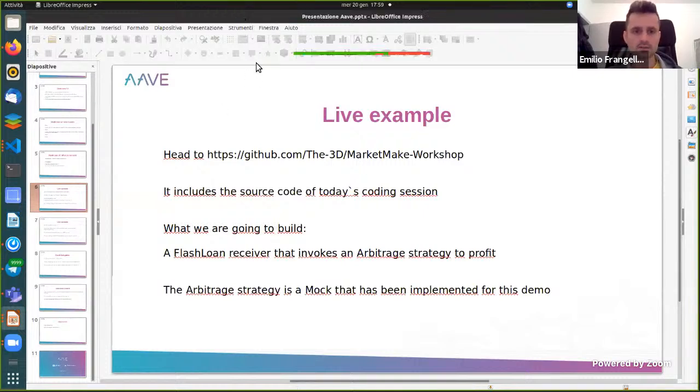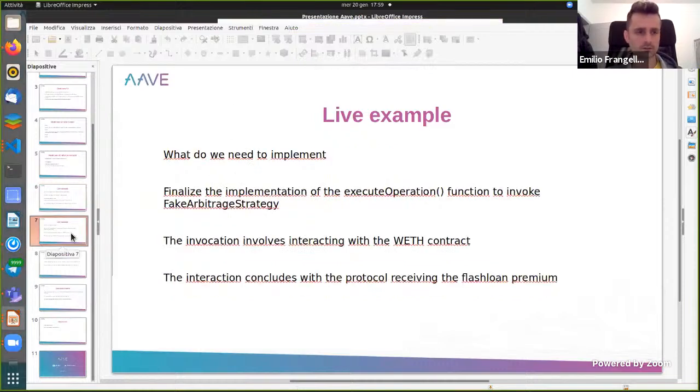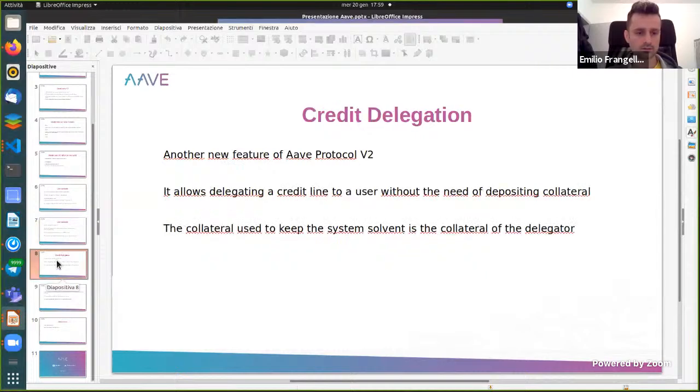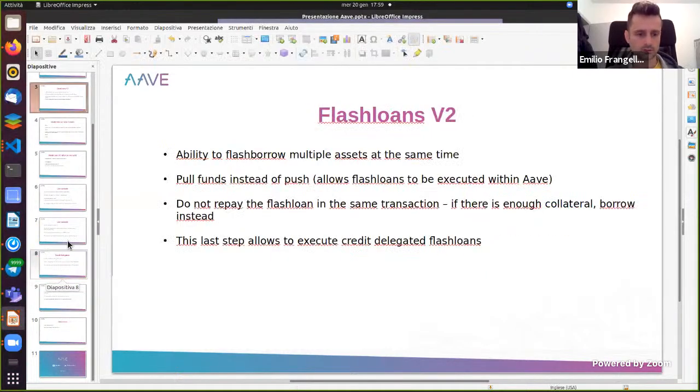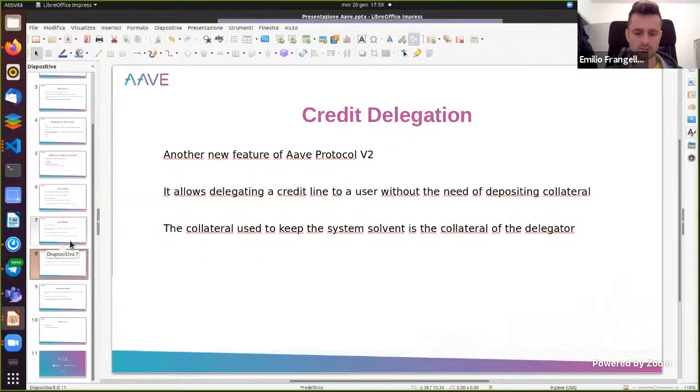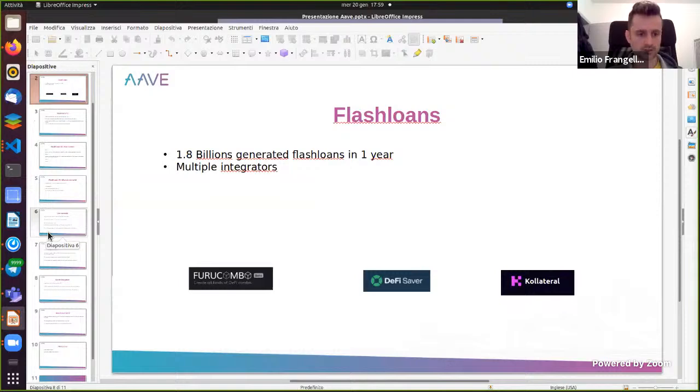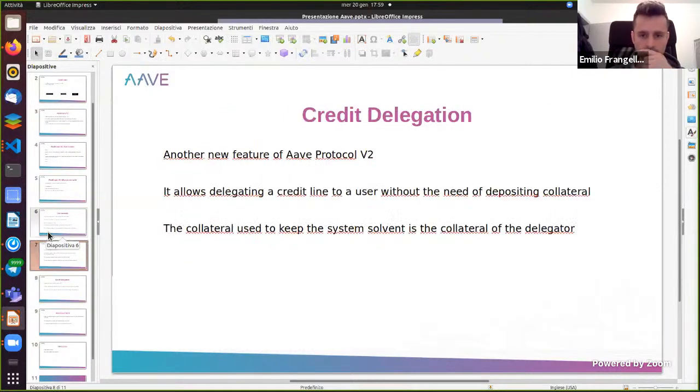For some reason, this doesn't work anymore. Going full screen doesn't work anymore. I will quickly introduce credit delegation, and then I think we can wrap up with more questions. And I'm sorry I cannot show a credit delegation example, but unfortunately there's not much time anymore.